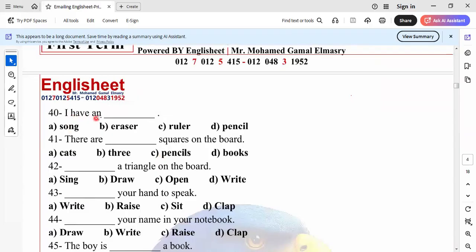Okay, let's continue. I have an... We will use "a" in the previous question. In this question, we use "an". Why "an"? Because here E is from the vowel sound. So the correct answer here will be an eraser.